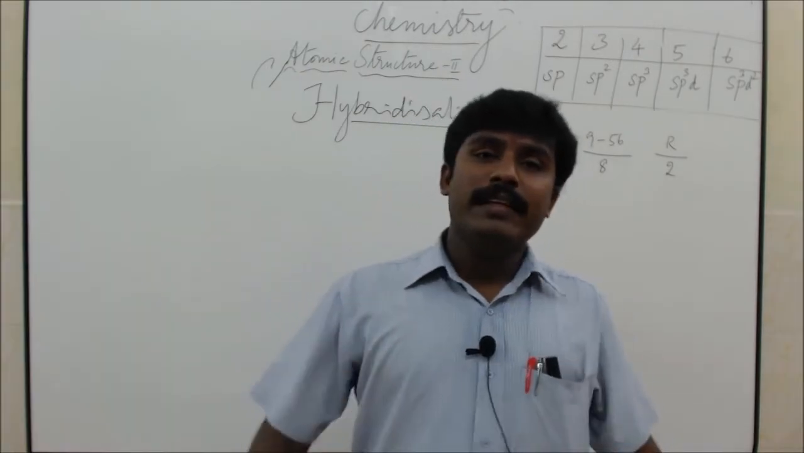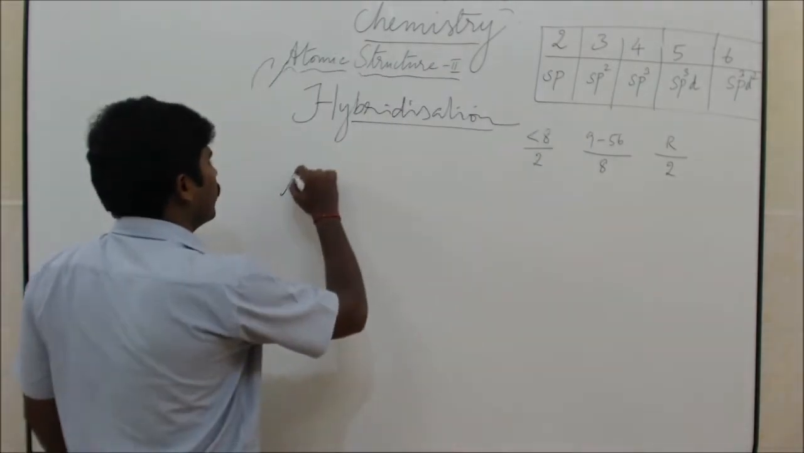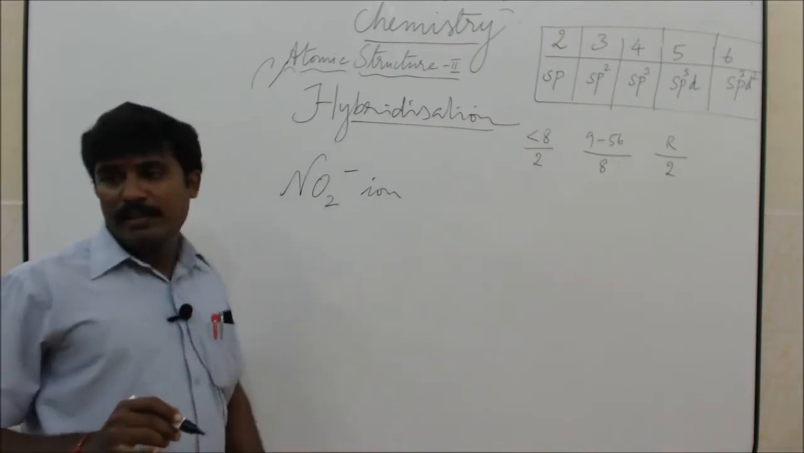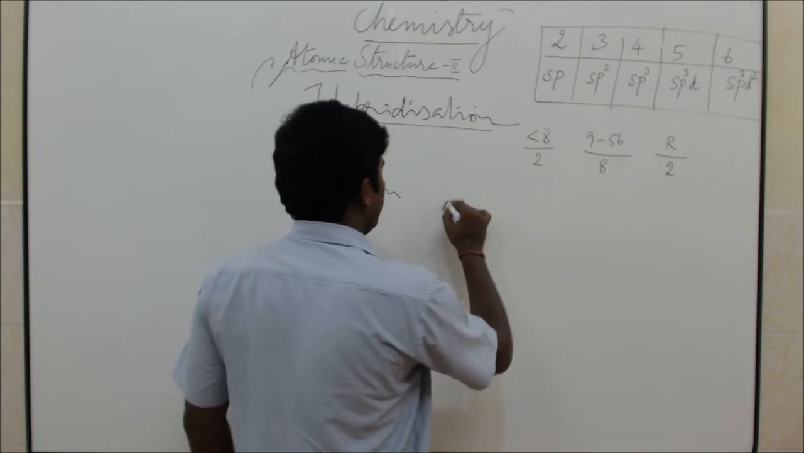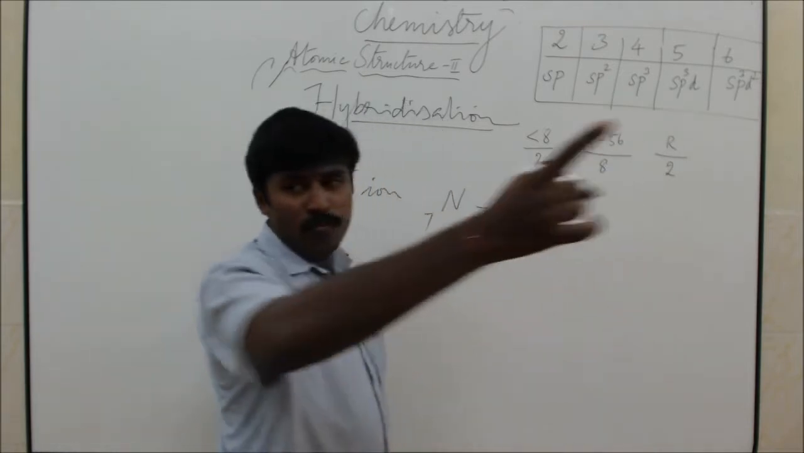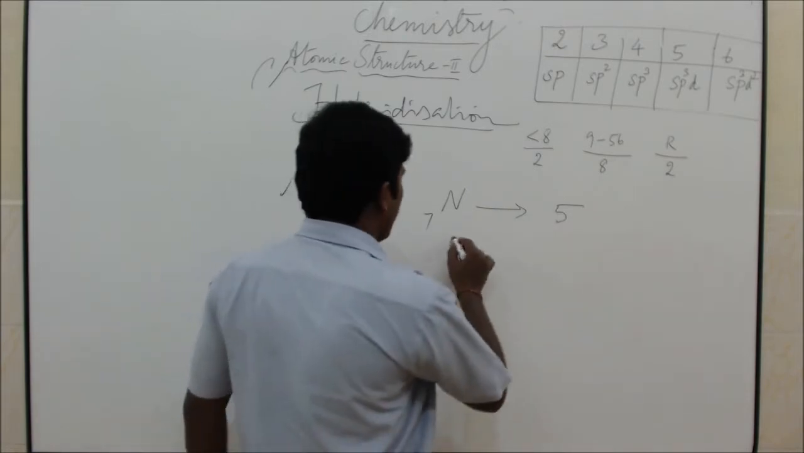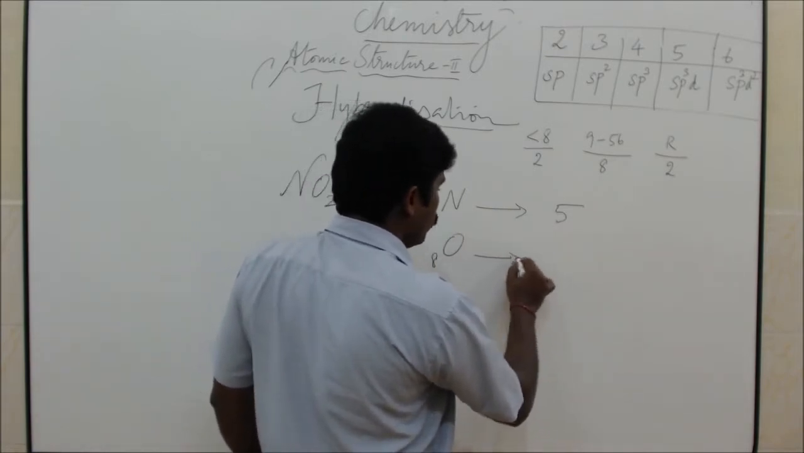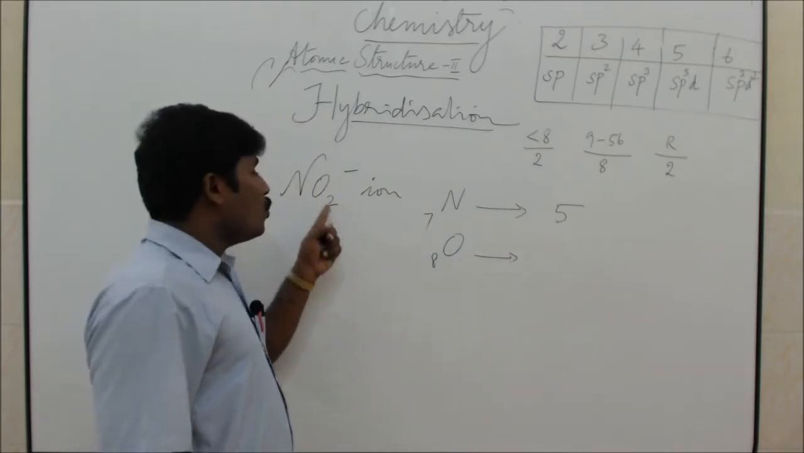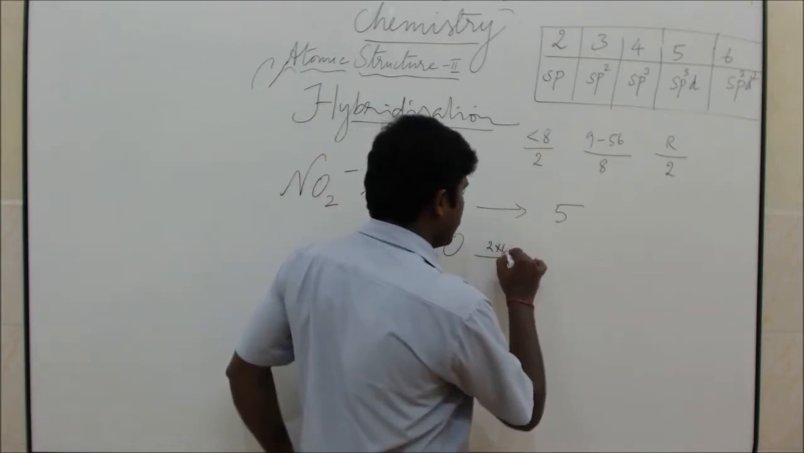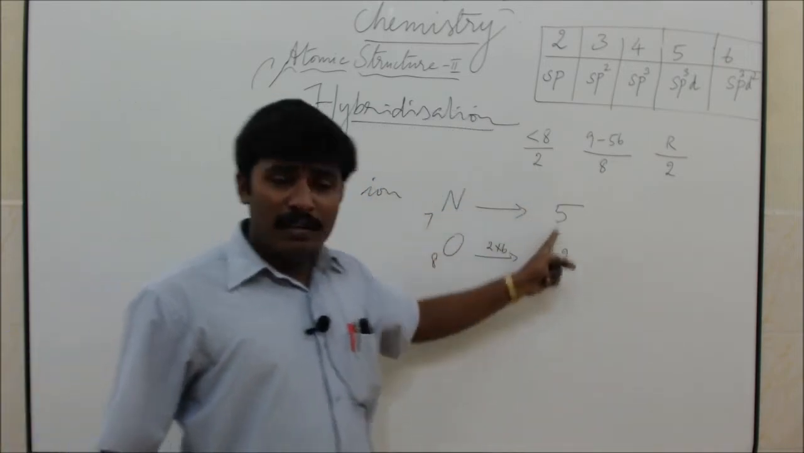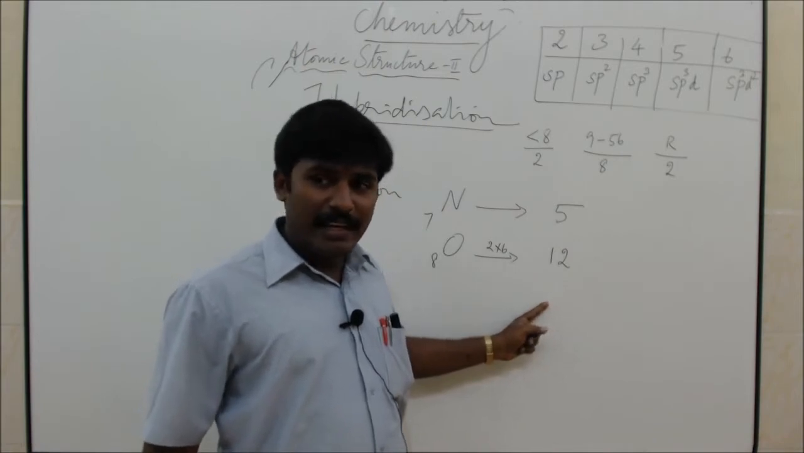So the next one is NO2 minus ion. NO2 minus ion. How to find hybridization? For nitrogen, atomic number 7, so valence electron 2, 5. Oxygen, atomic number 8, so 2, 6. 1 oxygen, 6 electrons, 2 oxygens, so 2 into 6, 12. What about the minus? These are valence electrons.